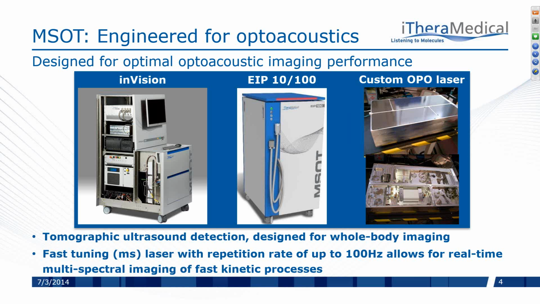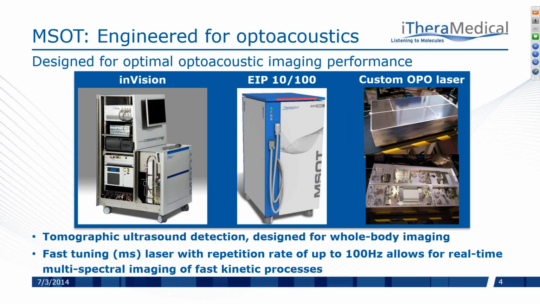Second of all, we have a very fast tuning laser specifically designed for us, so we can choose any wavelength between 680 and 980 nanometers. And because of the fast tuning, we can look at 10 individual wavelengths per second, so we don't have any loss in tuning time. And this allows us to do very fast, real-time multispectral imaging, which is very important for the applications that I'll be discussing today.